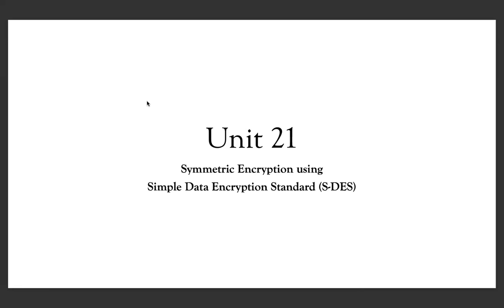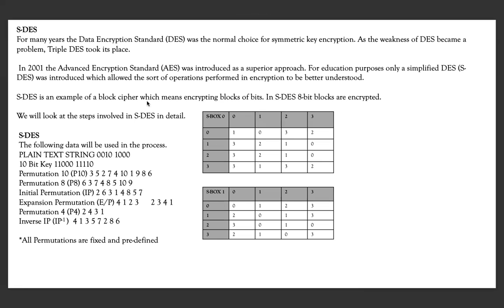Okay, now for SDES, for many years, the Data Encryption Standard was the normal choice for symmetric key encryption. As the weakness of DES became apparent, triple DES took its place. In 2001, the Advanced Encryption Standard, AES, was introduced as a superior approach. For educational purposes, a simplified DES, or SDES, was introduced, which allowed the sort of operations performed in encryption to be better understood. Now, SDES is what is known as a block cipher.